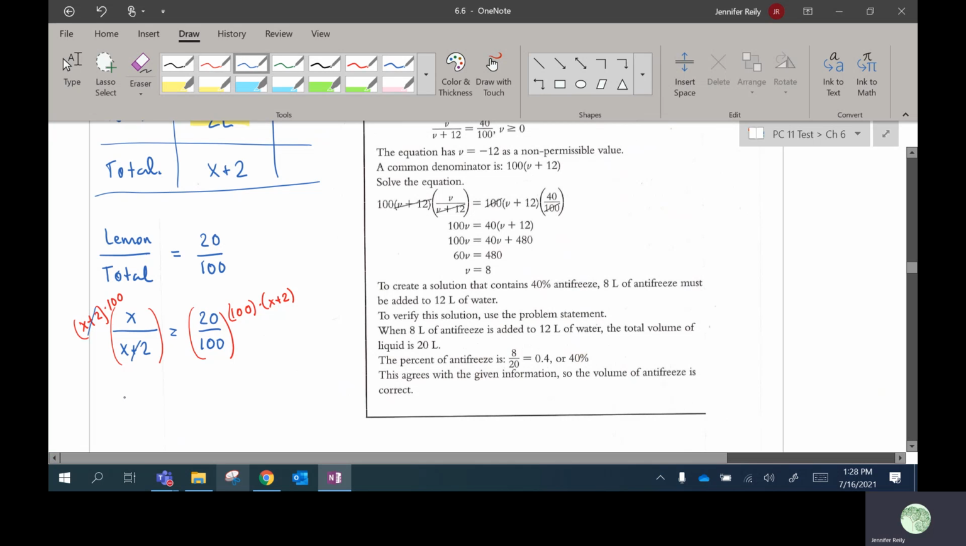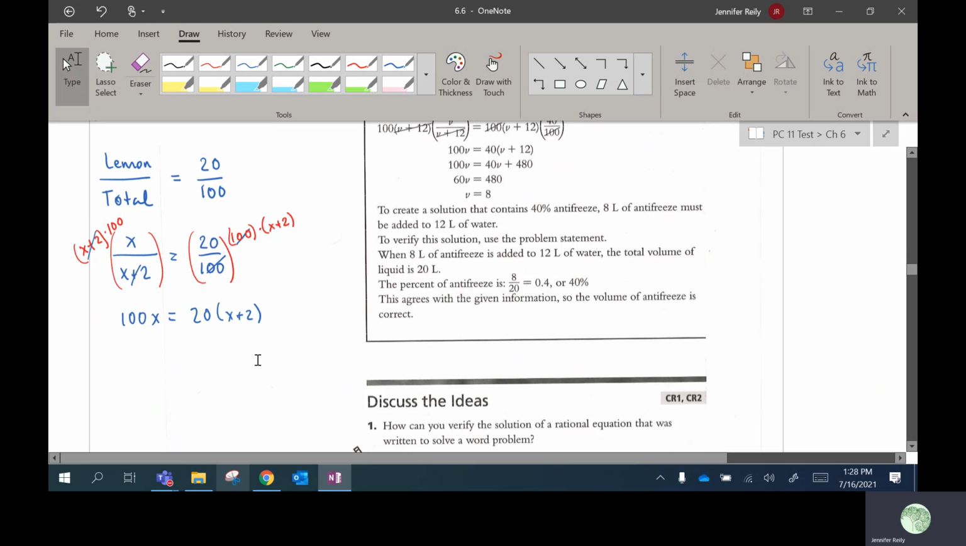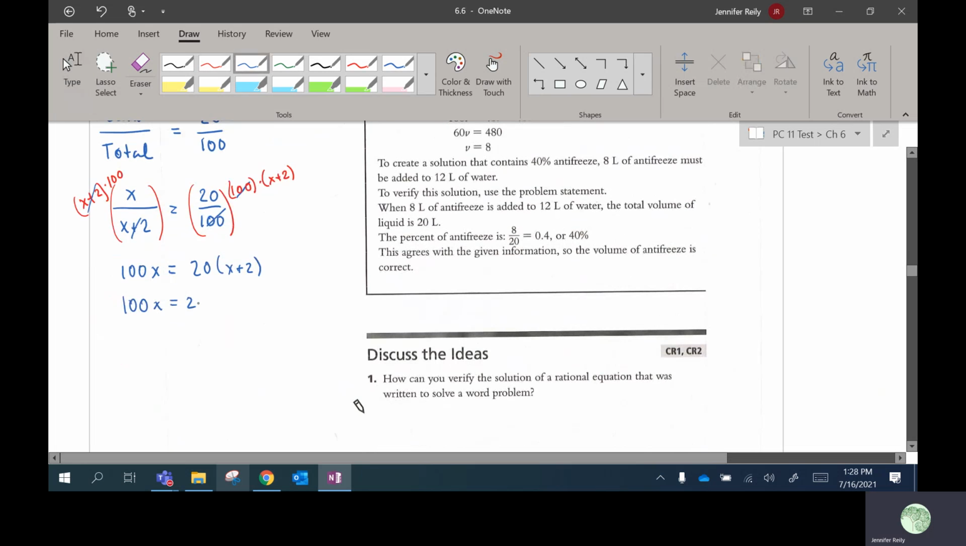So this one will cancel, so I'll have 100X. And then these will cancel, so I'll have 20 and then X plus 2. And I'm just going to solve this. So I have 100X equals 20X plus 40. Move the X's to one side. 80X equals 40. Divide by 80. X equals 0.5. So you should add 0.5 liters of lemon juice.